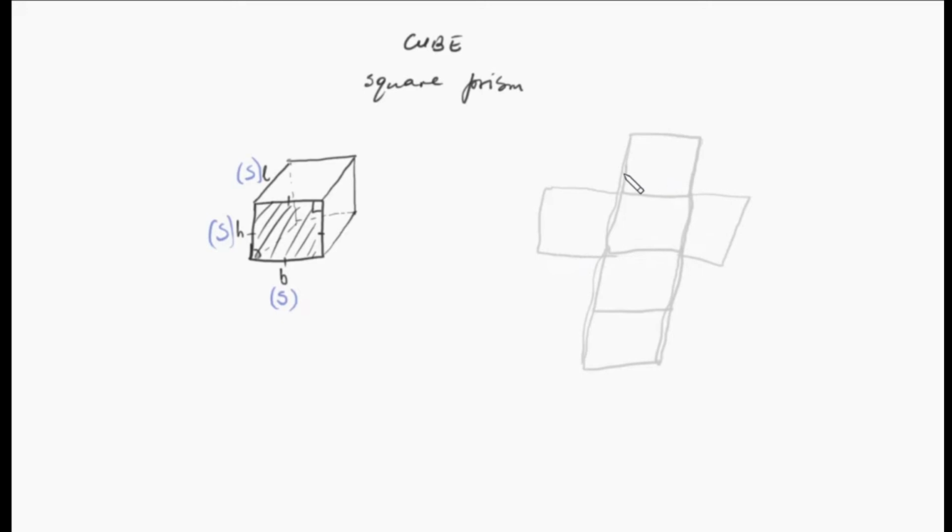All these are squares. So that means the dimensions will be, we have 1, 2, 3, 4, 5 faces. The dimensions will be S, S, S, S, S, S, the same value all over. Okay? So that would be the net of our cube.